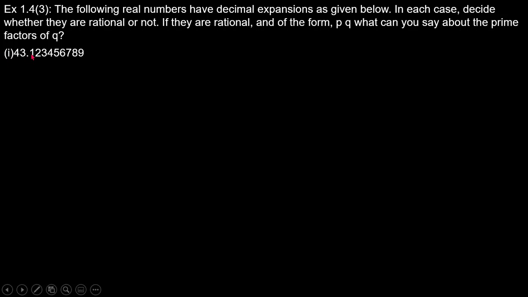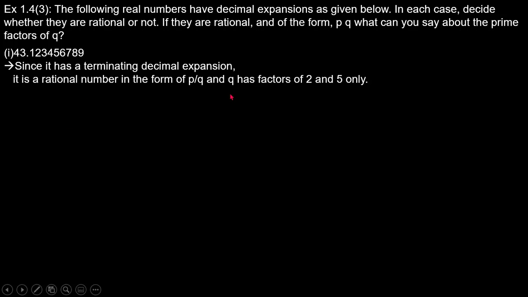So if you see, this is 1, 2, 3, 4, 5, 6, 7, 8, 9. Nothing is repeating and it has been terminated. So this is a terminating decimal expansion, and terminating we know that it is a rational number, that is p by q. Further, we can also say that q has factors of 2 and 5 only. From the first theorem we know that.